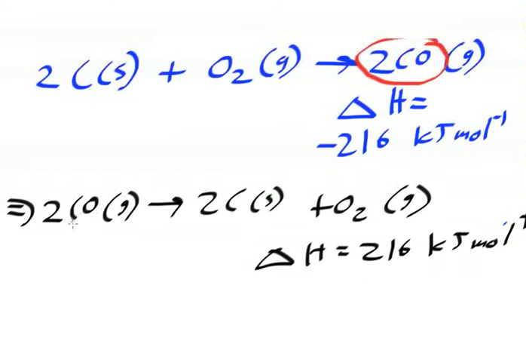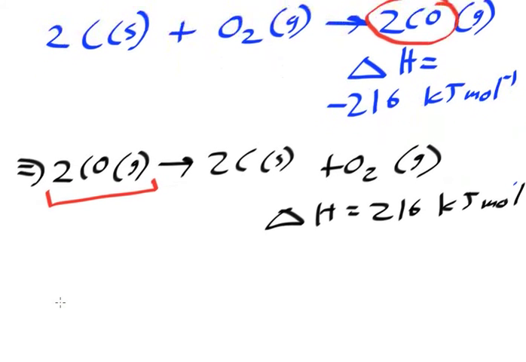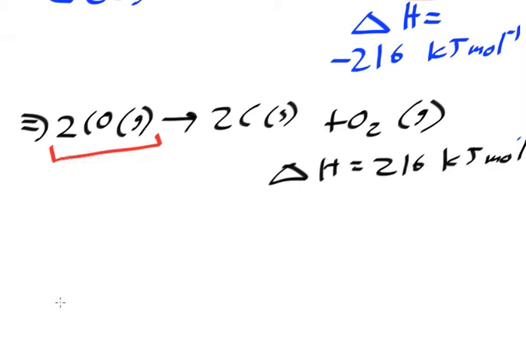Okay, so that's good. I've got 2CO on this side, but I want to have just one of the carbon monoxides on this side. So I'm going to do that by dividing everything by 2. You can think about this like a maths equation. If I do something to one side, I've got to do it to everything on the other side.